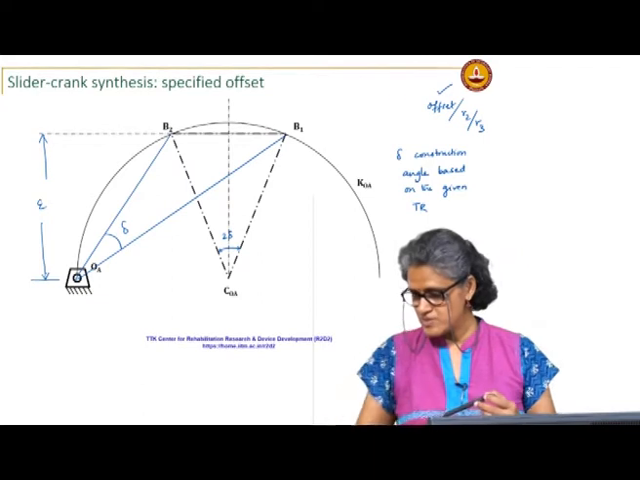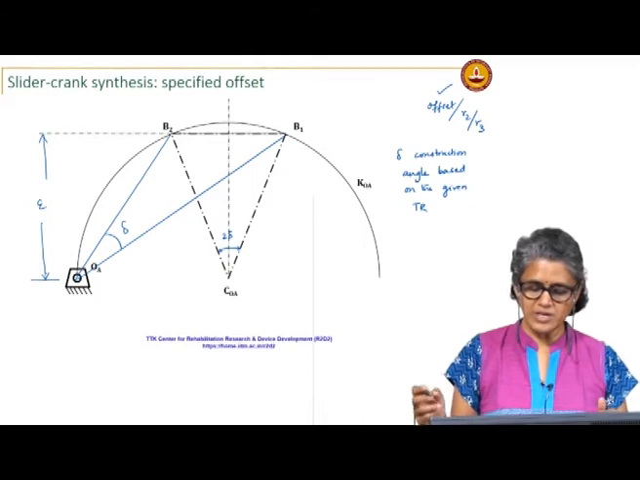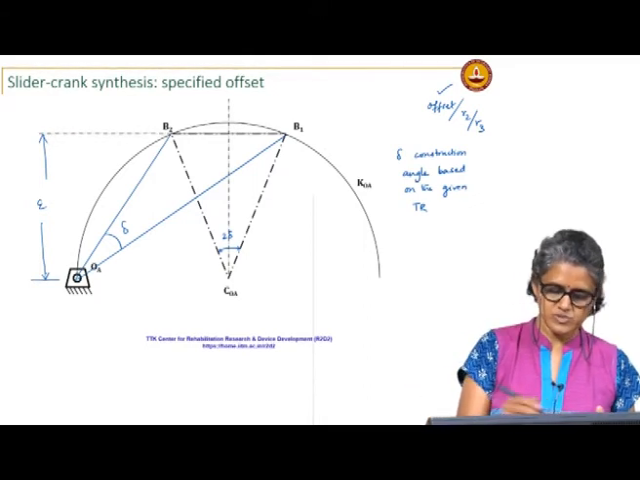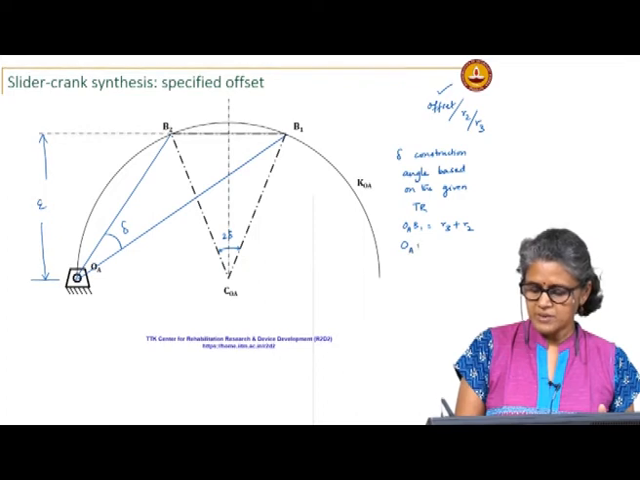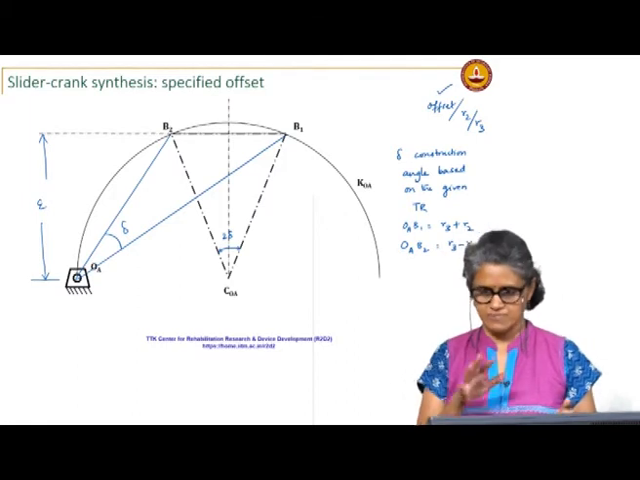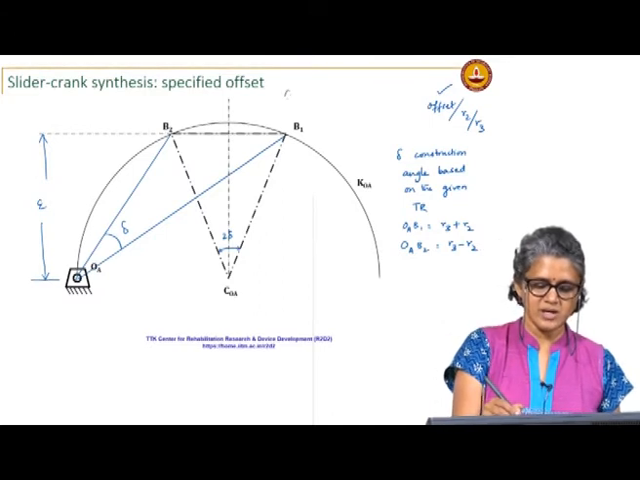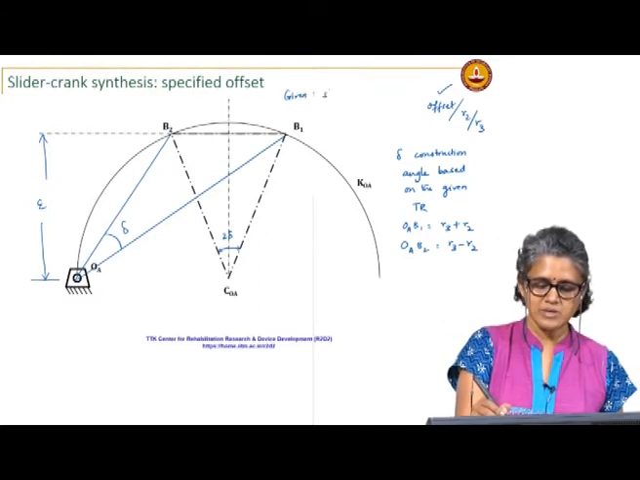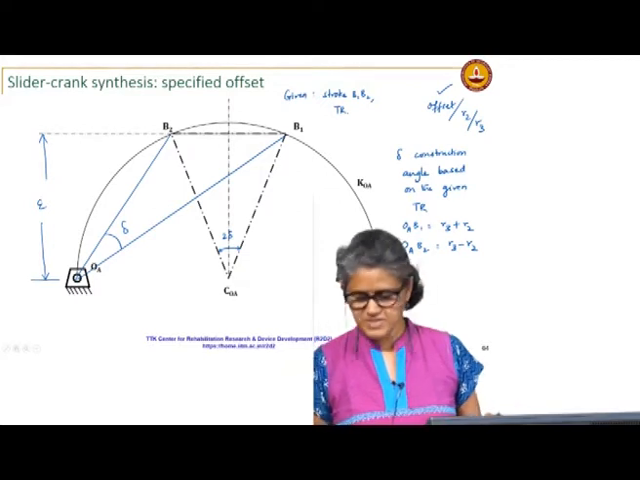Okay. So, today we will look at the, so from here I can now determine R2 R3. So, I again have OA B1 equal to R3 plus R2, OA B2 equal to R3 minus R2. So, I get a unique solution once I know. So, what is given here is the stroke and the time ratio, stroke B1 B2 and time ratio, and the offset is specified.